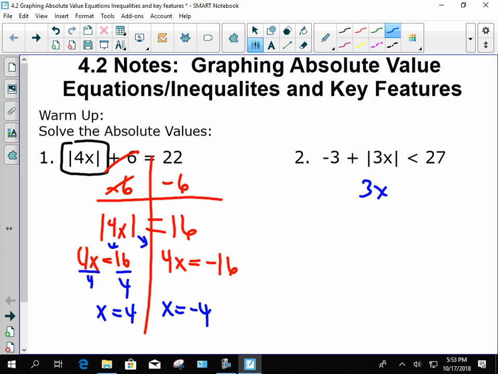So here, I'm going to have 3x is less than 30, and I'm going to have 3x is greater than negative 30. Now, if you don't know how I got that, you're going to have to come in for help, or go to the PACE lab. Yes, go to the PACE lab. x is less than 10. x is greater than negative 10. Those are your two answers. Okay, here we go.